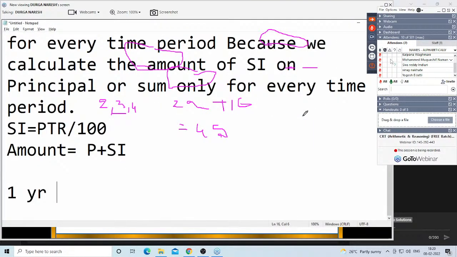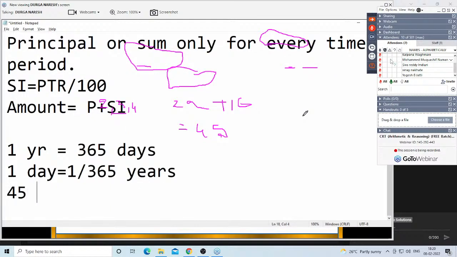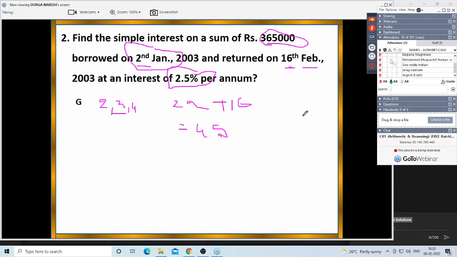Yes, 1 year is equal to 365 days. 1 day is equal to 1 by 365 years. So 45 days means 45 by 365 years. The given days we have to convert in terms of years. Okay. So do it first.